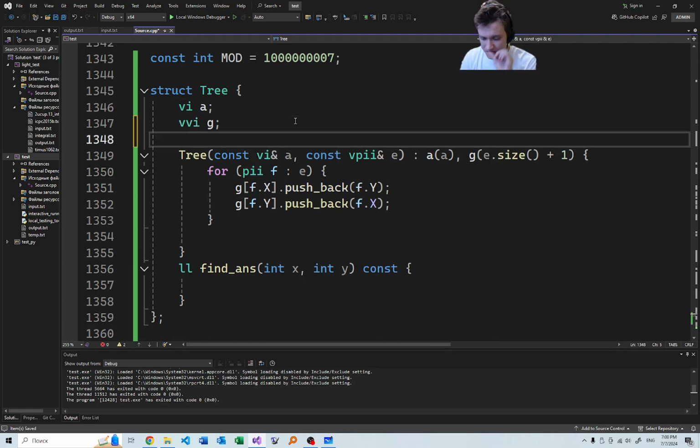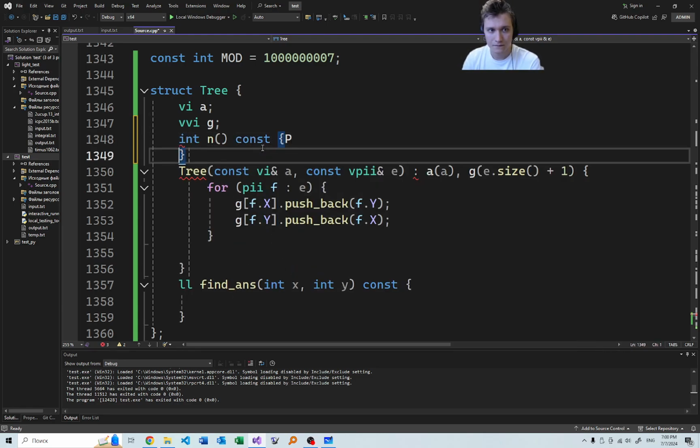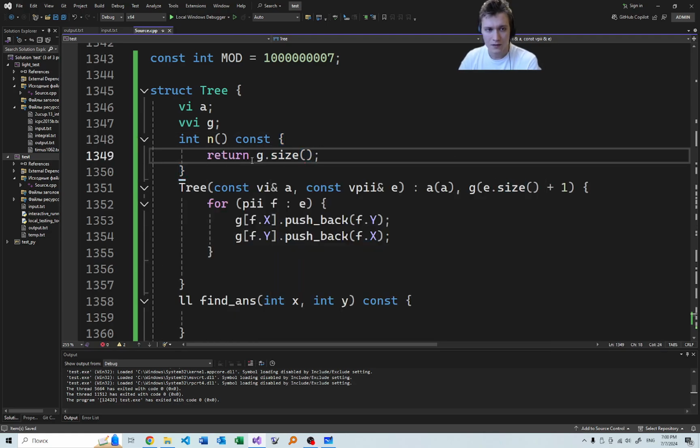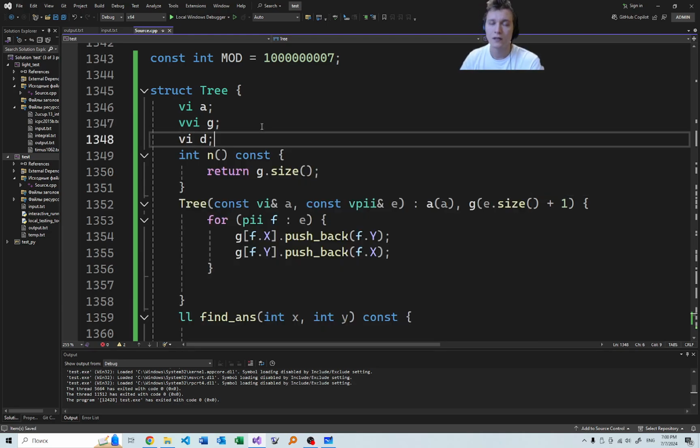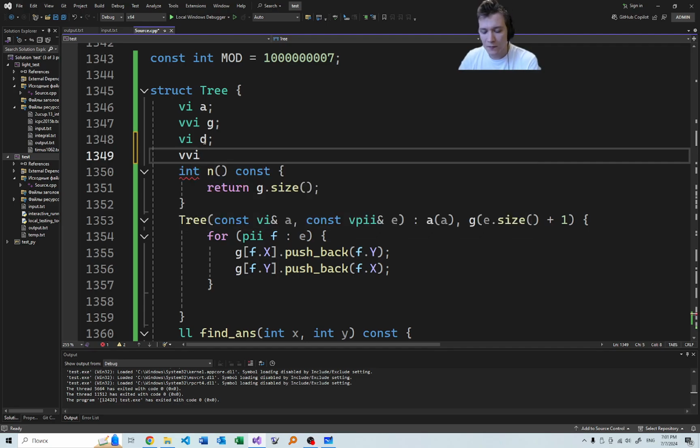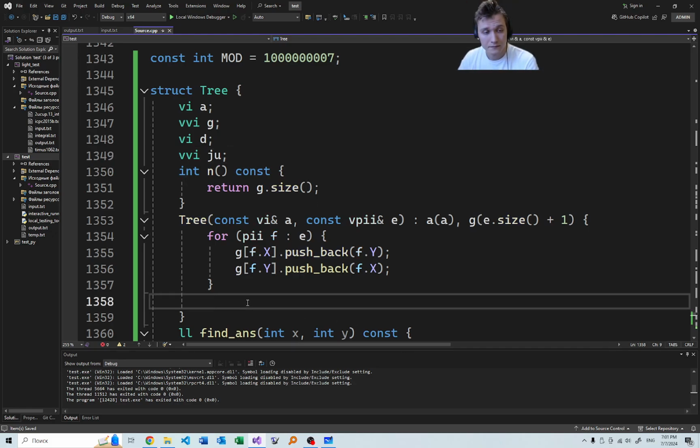So for each vertex we want to know its depth, and we want the array of jumps. We want the array of binary jumps.